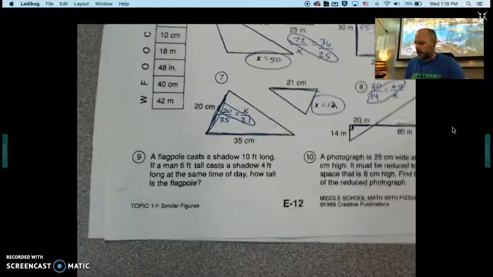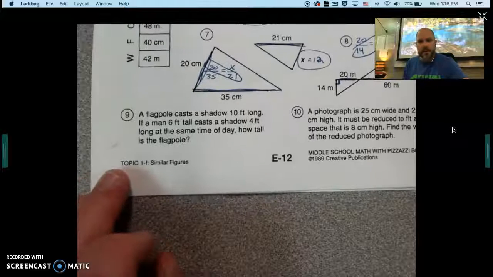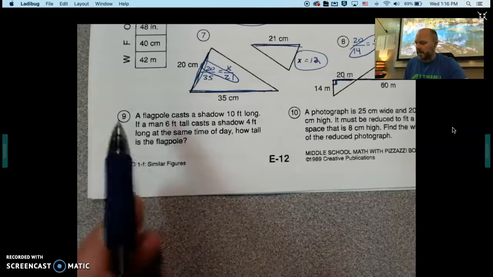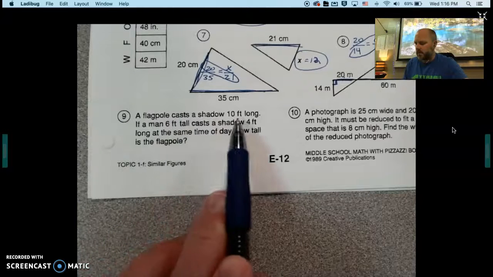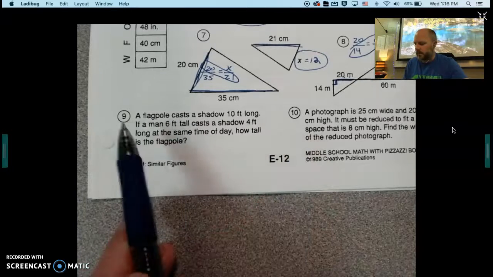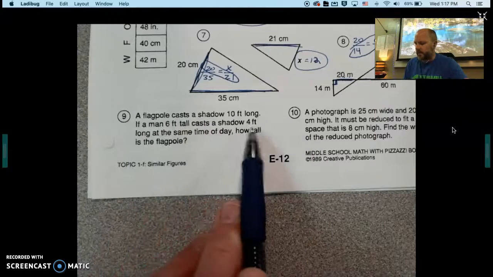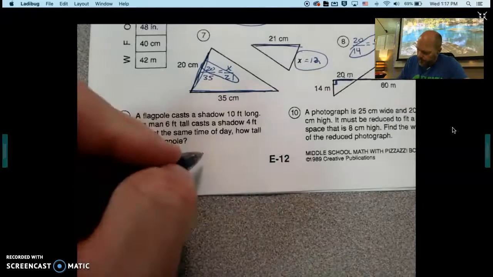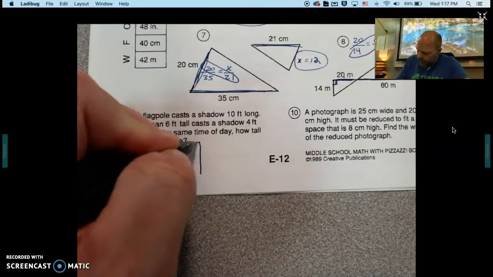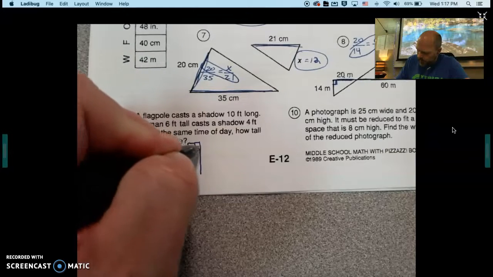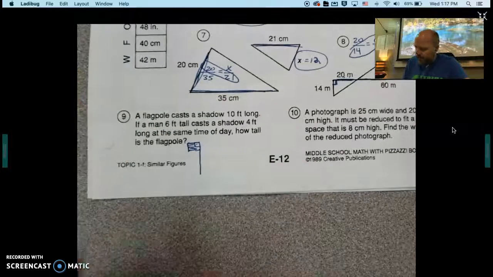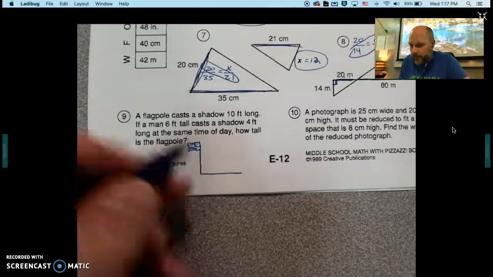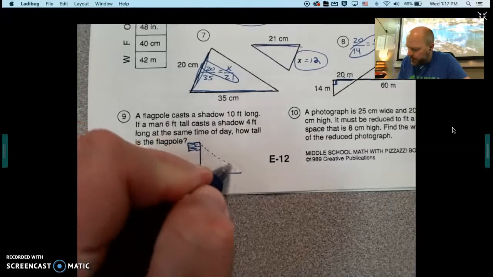Okay. All right, couple more. Number 9, we did this in class, but let's do it. It really helps to do a drawing on this one. So it says a flagpole casts a shadow 10 feet long. If a man 6 feet tall casts a shadow 4 feet long at the same time of day, how tall is the flagpole? So we have like a flagpole here, okay? Here's the flag, and it casts a shadow, okay? Look at this shape. Look what I'm about to draw here. This is a triangle, okay?